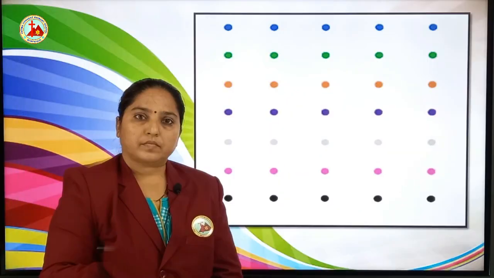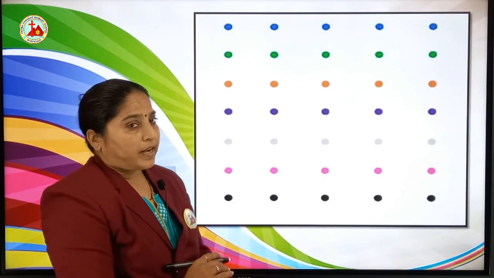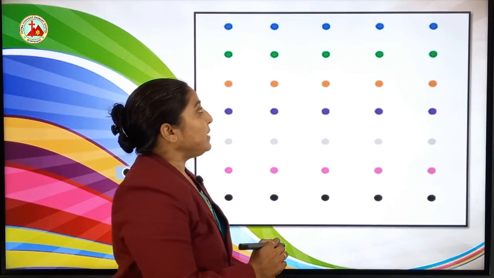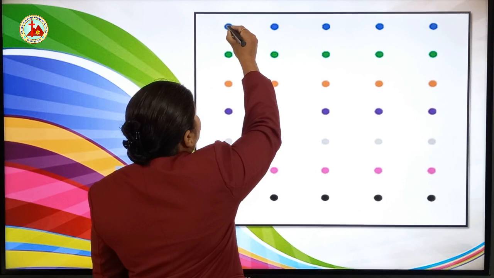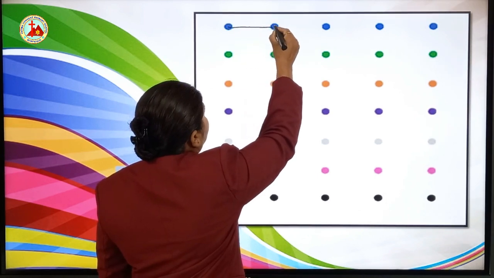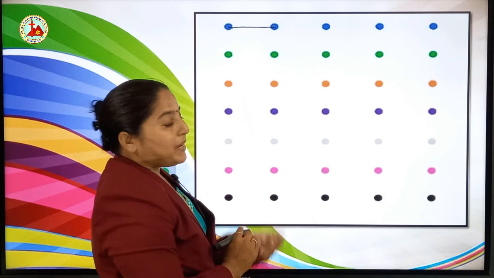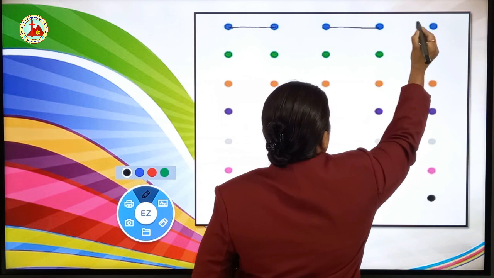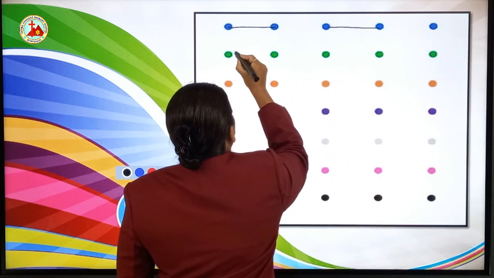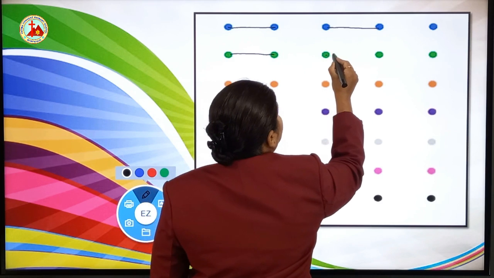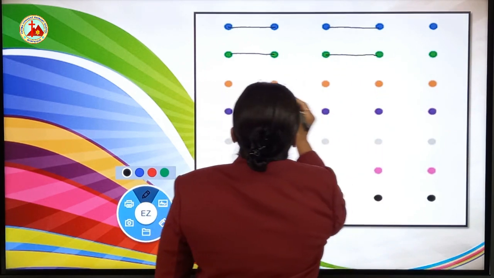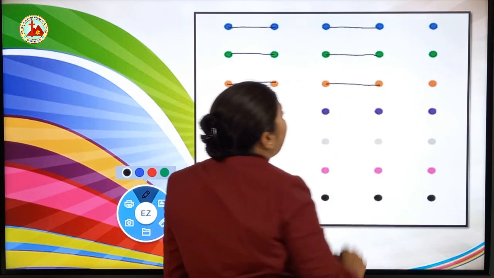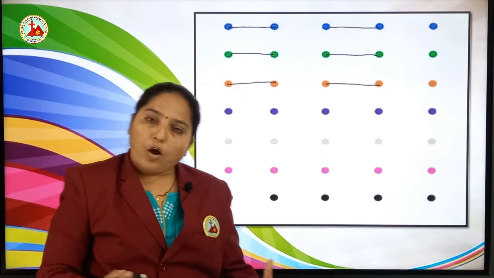Okay. After tracing the line, here dots are given. Now with the help of these dots you have to draw sleeping line. See, you have to match this blue dot with another blue dot. So what will you get? Sleeping line. Like this way you have to join all the dots.